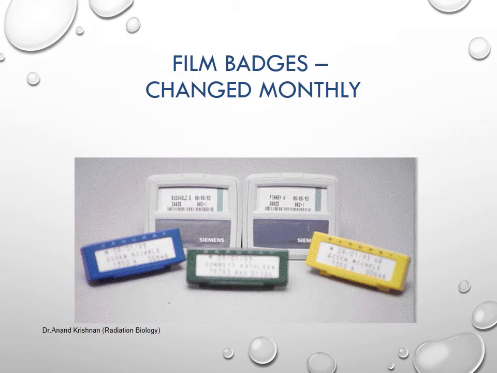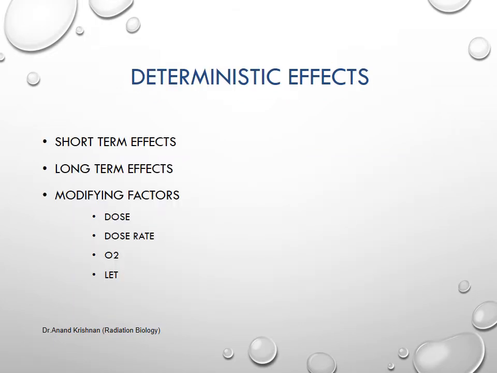Apart from protective equipment, constant monitoring of the person who has the potential to be exposed to radiation plays a very key role in identifying and preventing effects of X-rays in a person. That is achieved by wearing film badges and pocket dosimeters. So this one we already discussed, the short-term effects and long-term effects.